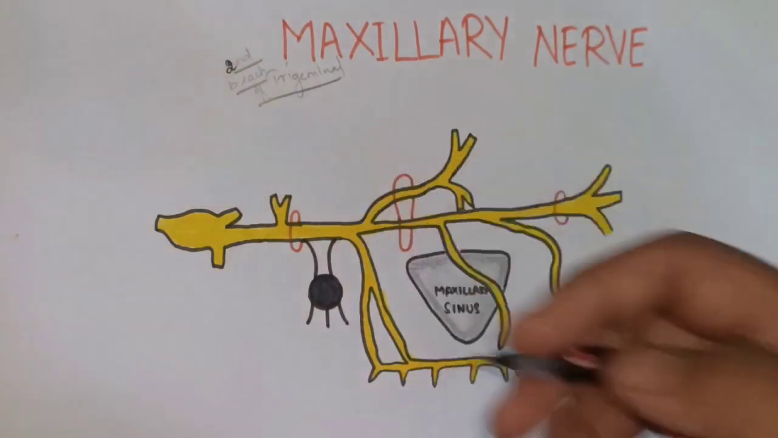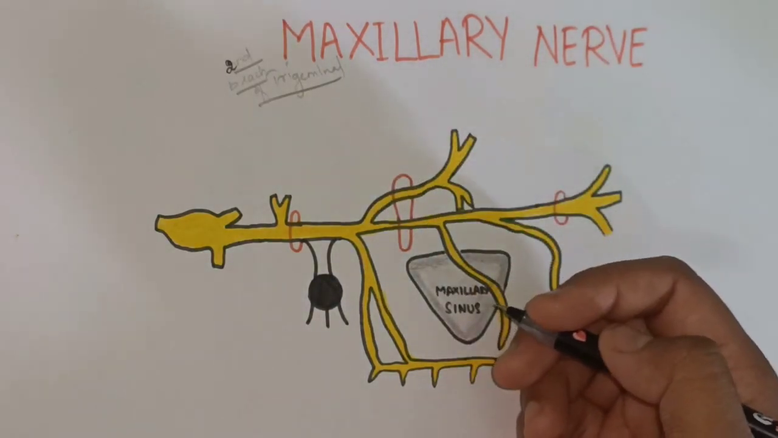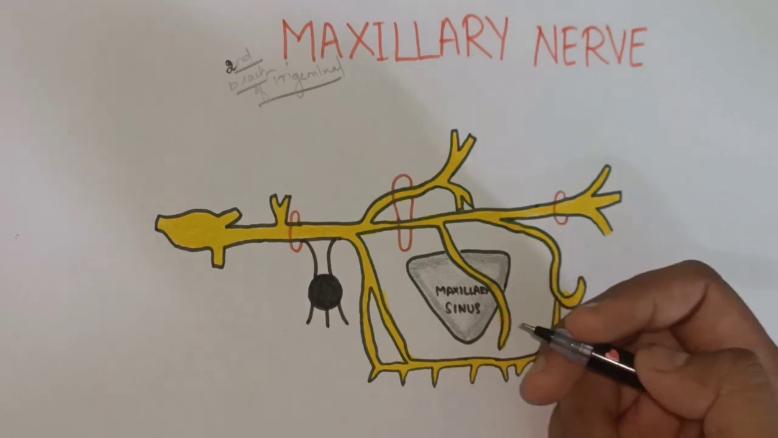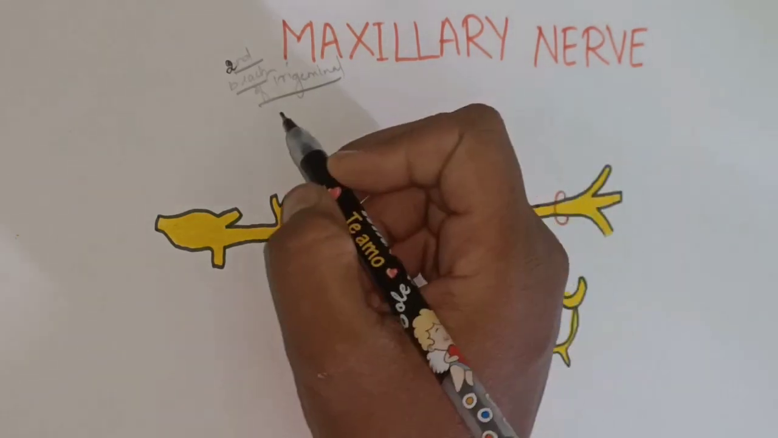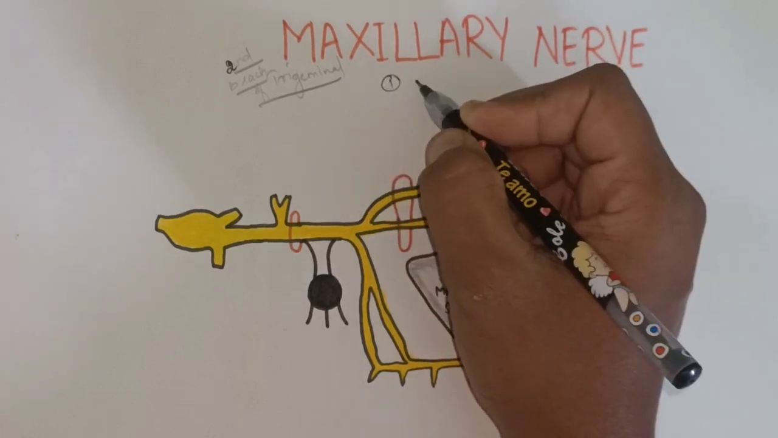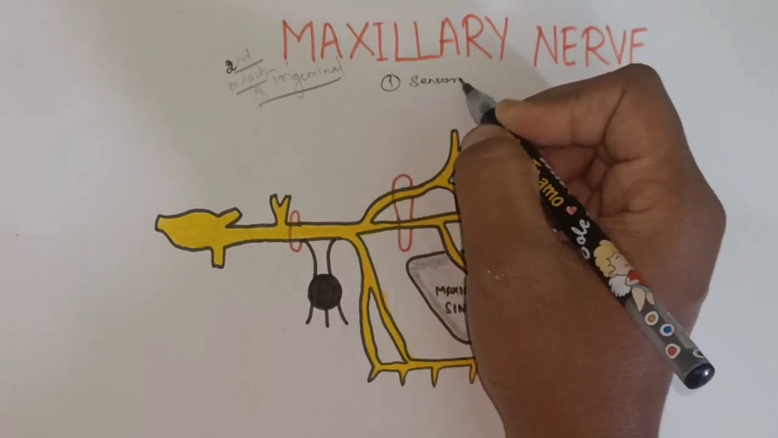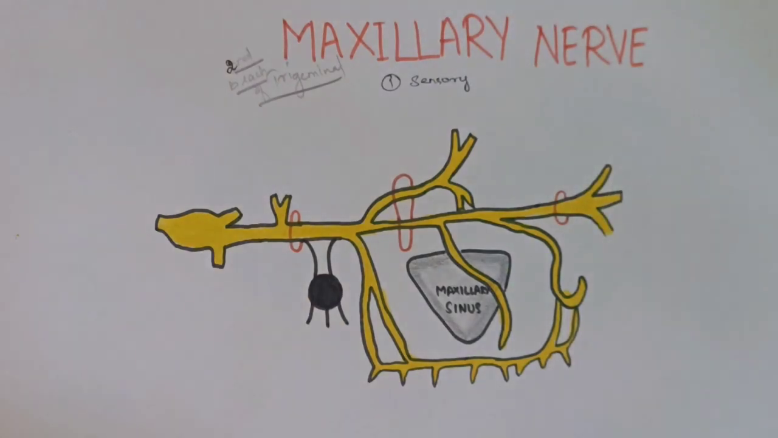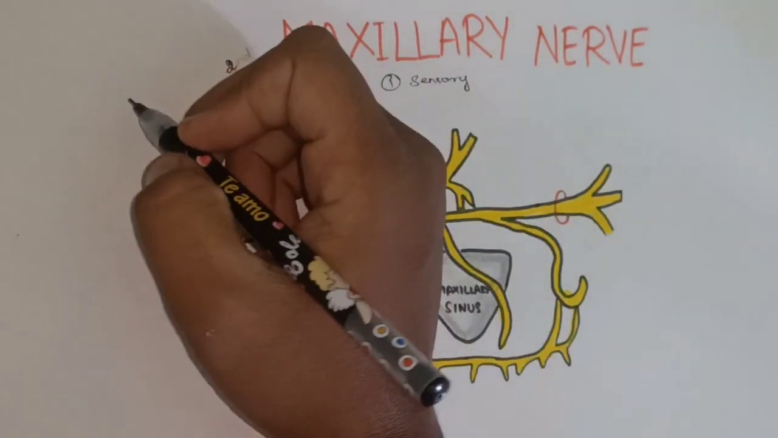This maxillary nerve is a purely sensory nerve. In the last classes, we have seen the mandibular nerve, right? That mandibular nerve is a mixed nerve. That is, it has both sensory activity and motor activity. But here it is only a sensory nerve. That is, it has only the sensory activity. So, what is meant by sensory activity?